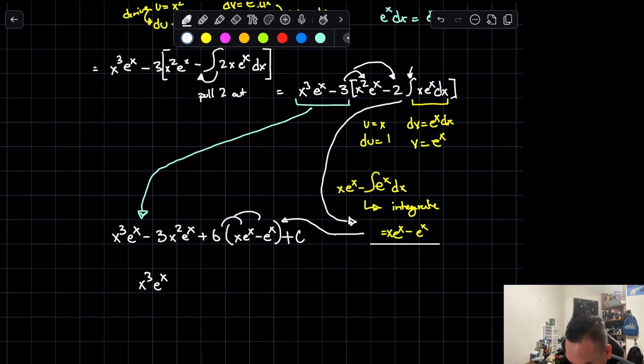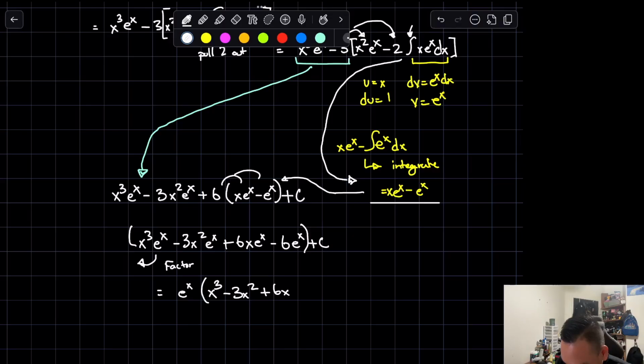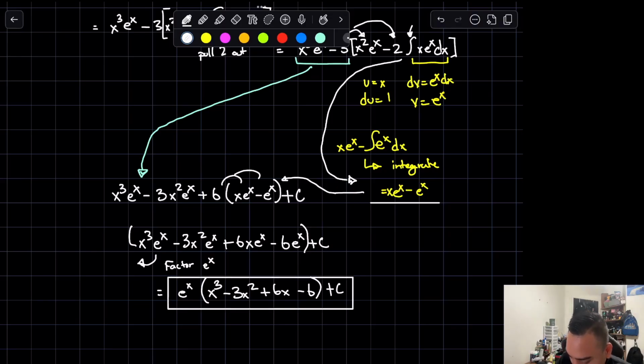Now all we have to do is just distribute the 6, so it becomes x cubed e^x minus 3x squared e^x plus 6x e^x minus 6 plus c. Now we could factor out the e^x. So the answer, you can leave it like this, or to make it a little bit nicer, we can put x cubed minus 3x squared plus 6x minus 6, factoring out e^x, plus c, and that will be our answer.